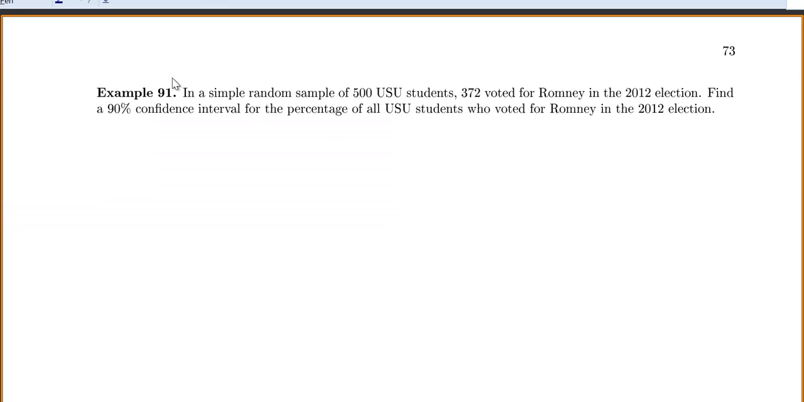Okay, so think of the last problem. Now compare it to this example 91. In a simple random sample of 500 USU students, 372 of them voted for Romney. Notice it's in the sample of 500 students, 372 voted for Romney. So that means obviously those numbers are for the sample. So I have my sample size equals 500. And then it didn't say the word percentage yet, but if I keep going, find a 90% confidence interval for the percentage. So obviously I'm dealing with percentages and not sums or averages yet.